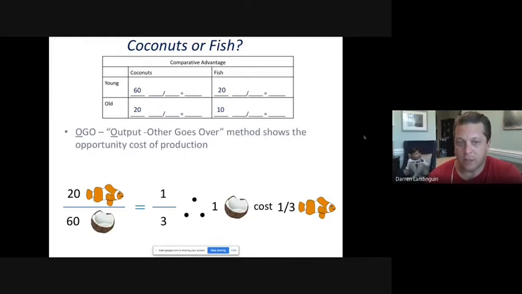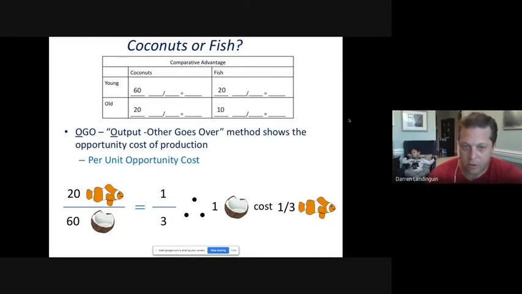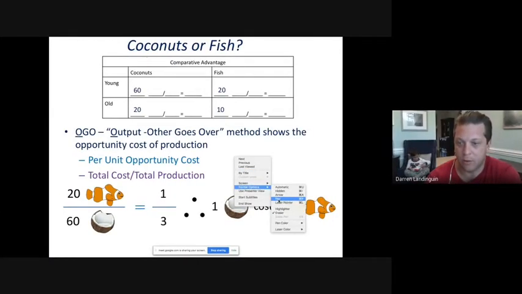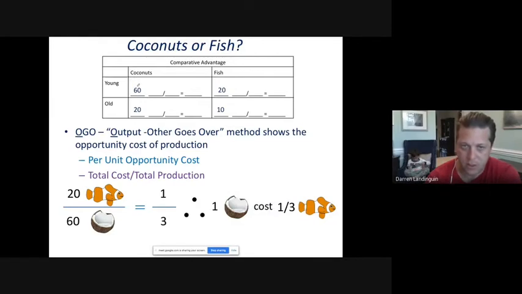Well, I'm going to use what is called the OGO method, or output, other goes over. Again, OGO: the O stands for output, and then the G and the O stand for goes over. So output, other goes over. Really what you're doing is utilizing a ratio of one to the other. The way this works is we're looking at per unit opportunity cost. I'm going to take this number, 60, and put it over 20, or 20 and put it over 60.